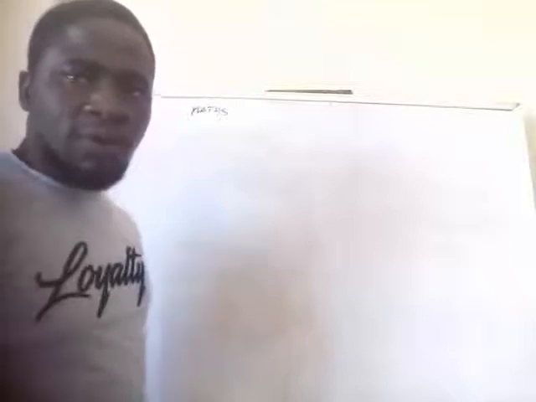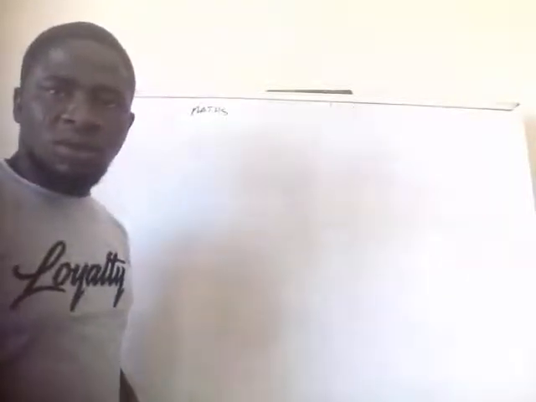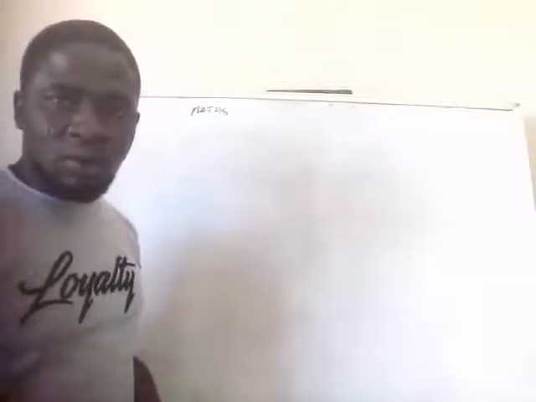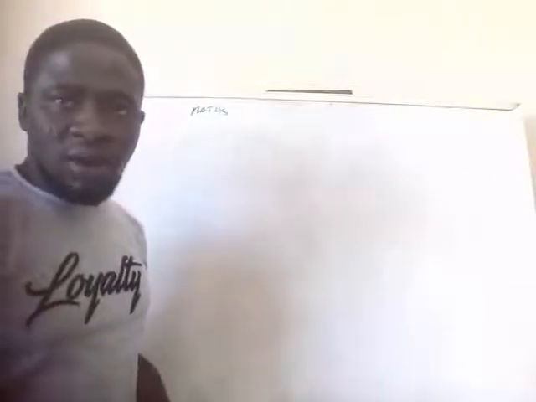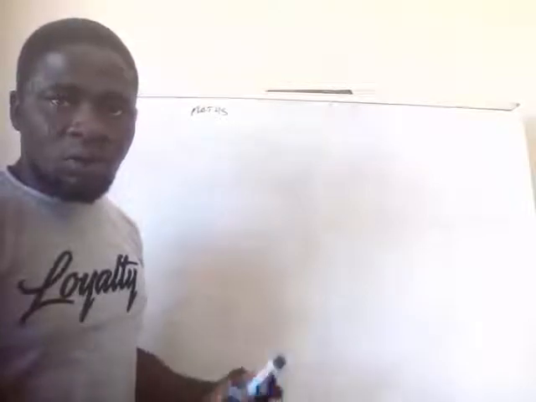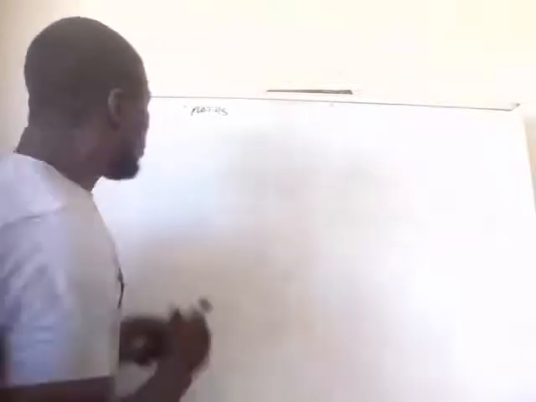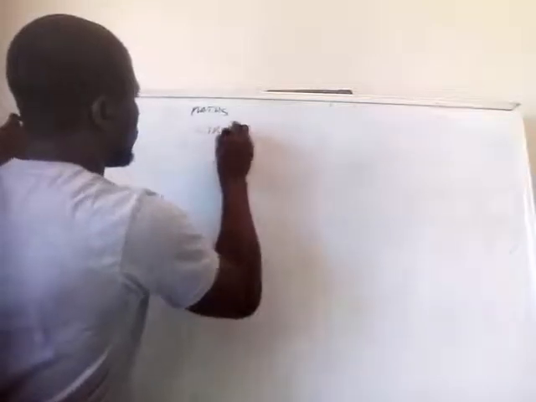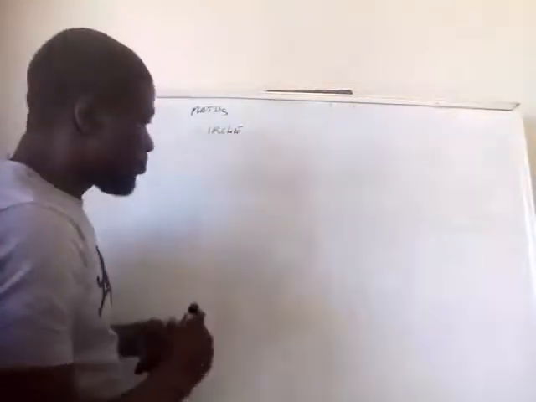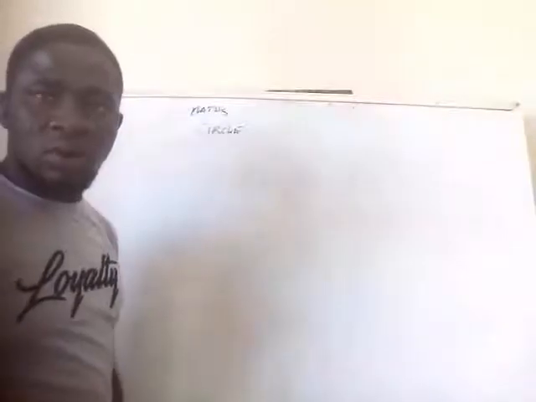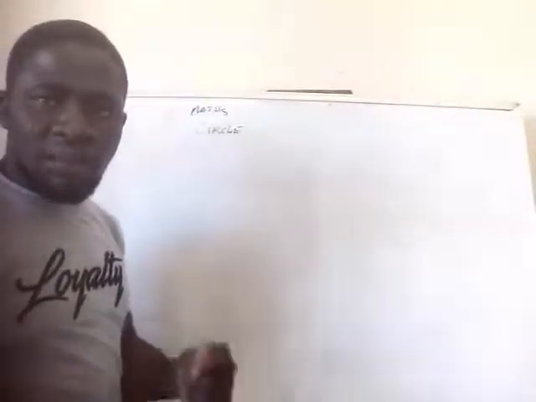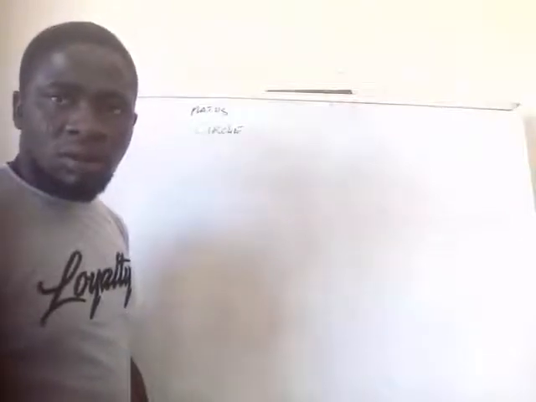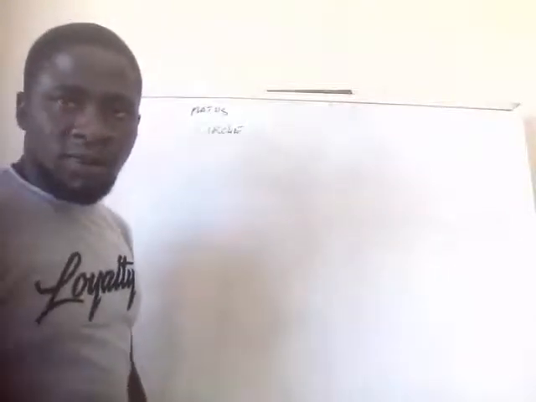Like I told you before the break, we'll be discussing the perimeter of a circle, which will bring us to the end of this topic called perimeter. So, perimeter of a circle. When we talk about perimeter of a circle, we are talking about the circumference.